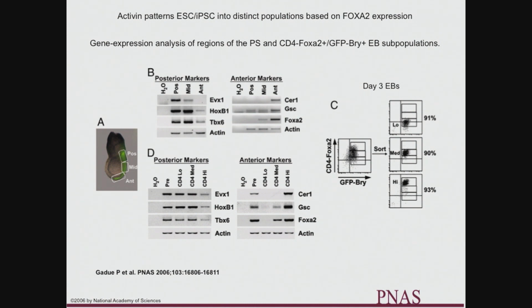With what we know from in vivo development, the hypothesis would be that these cells are more similar to the posterior primitive streak and competent to hopefully make mesoderm, whereas the FOXA2 high cells would be our endodermal population. And so when you look at posterior markers versus anterior markers, indeed the posterior markers are more highly expressed in the CD4 low and lowly expressed in the FOXA2 high, whereas the anterior markers are enriched in the FOXA2 high population.